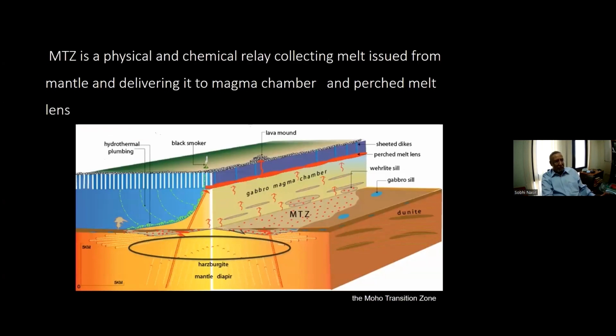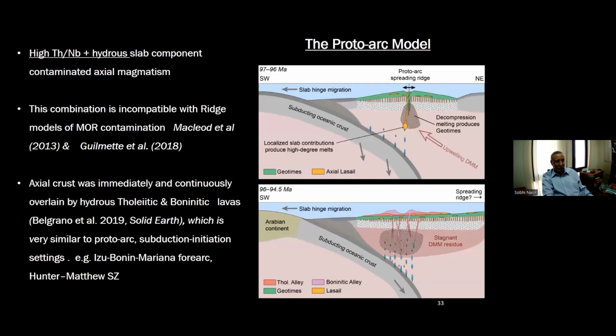So they consider that the mantle transition zone here represents a physical and chemical relay, collecting melt issued from the mantle and delivering it to the magma chamber and burst mantle lenses. So most of their study and most of their data is taken from studying structural analysis of mantle diapirs and the MOR transition zone in Oman.